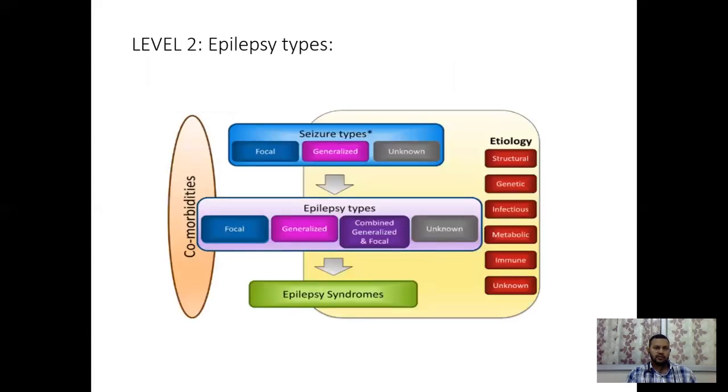Level 2: epilepsy types. Seizure types are focal, generalized and unknown. Epilepsy types are focal, generalized, combined generalized and focal, and unknown. Etiology may be structural, genetic, infectious, metabolic, immune and unknown.